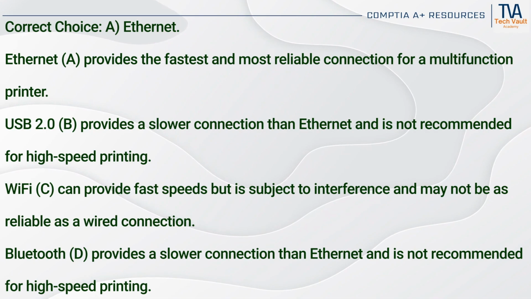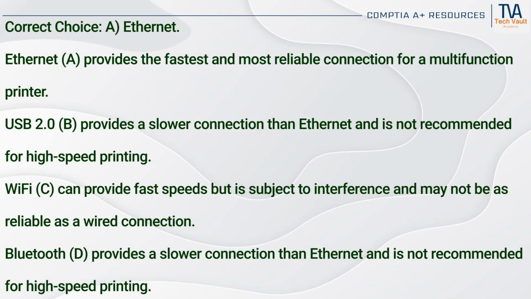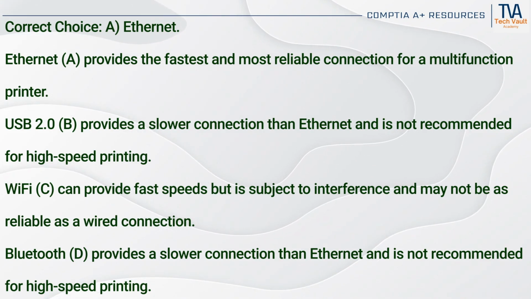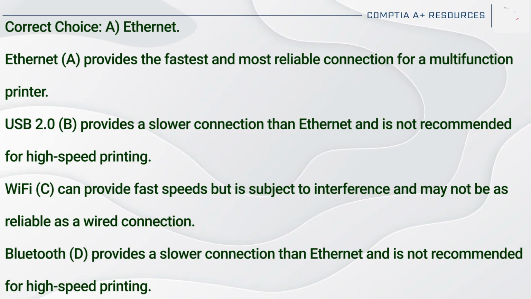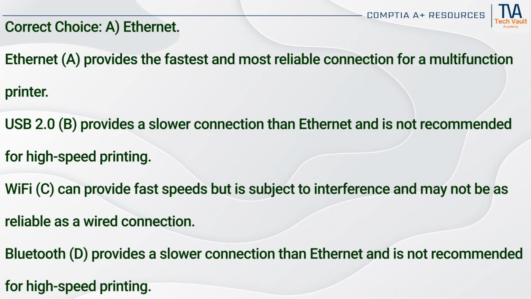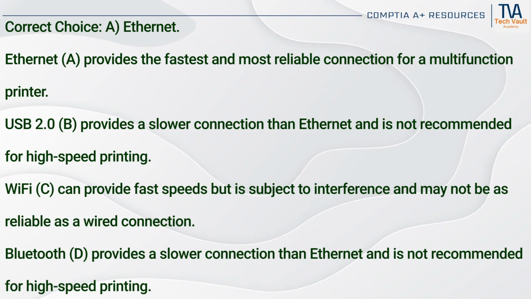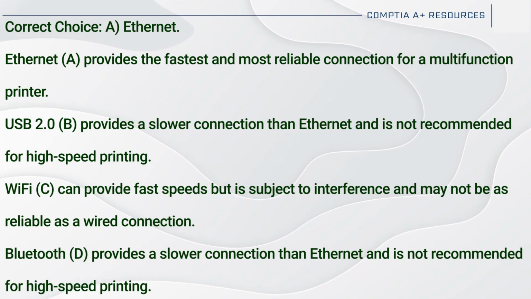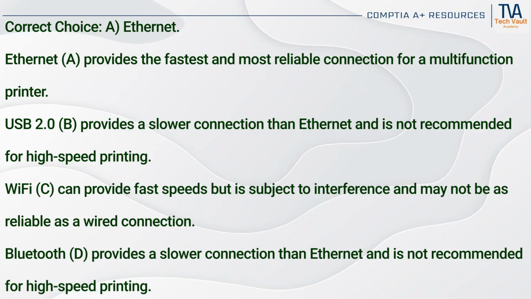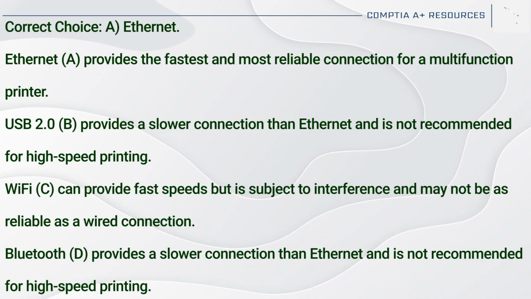Correct choice, A. Ethernet. Ethernet, A, provides the fastest and most reliable connection for a multifunction printer. USB 2.0, B, provides a slower connection than Ethernet and is not recommended for high-speed printing. Wi-Fi, C, can provide fast speeds, but is subject to interference and may not be as reliable as a wired connection. Bluetooth, D, provides a slower connection than Ethernet and is not recommended for high-speed printing.